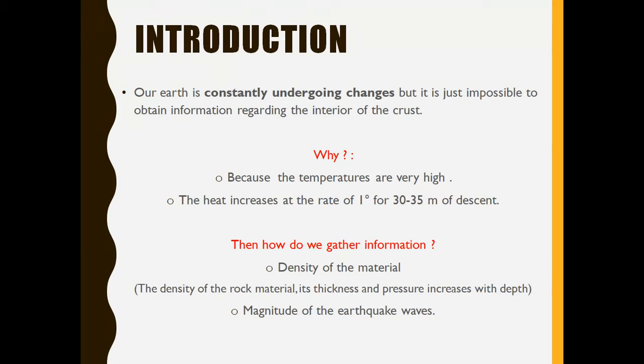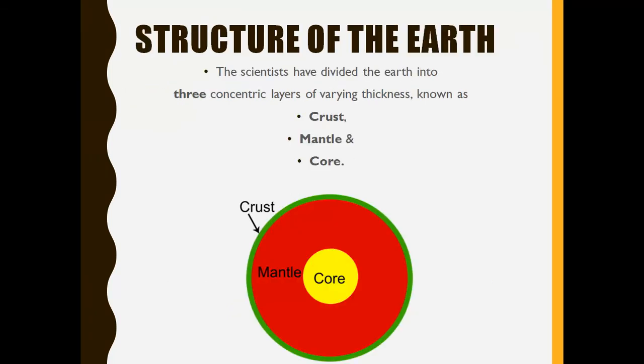Now, how are these waves measured? They are measured by a special instrument known as seismometer, and it records them in a series of zigzags. And that is how we come to know what is happening in the interior of the crust. So moving on to the main part of the topic, which is the structure of the earth.